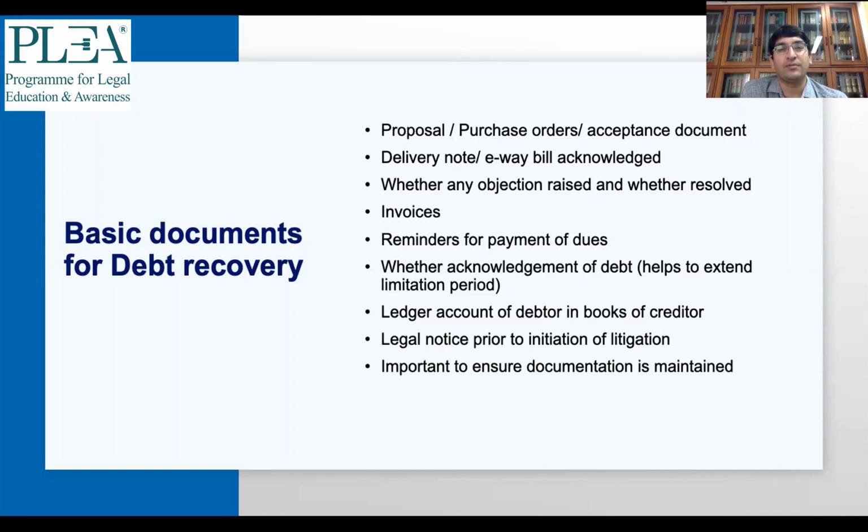So what happens sometimes is that initially the debtor acknowledges the debt, says just give me some more time, and when he sees that you have approached the court, at that time for the first time he will start raising disputes, that whatever goods you gave to me were not right, what I had asked for was something different. So accordingly, this acknowledgement of debt is a very helpful document to have. Another important point is that it also helps to extend the period of limitation.